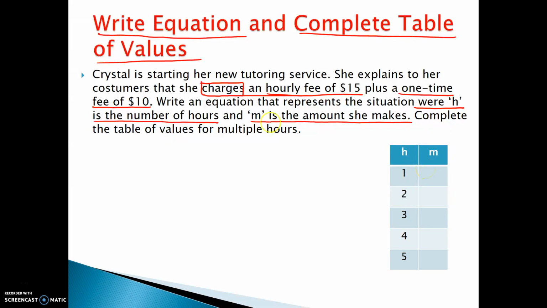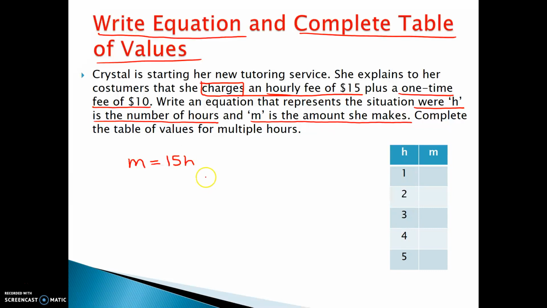Well, let's see. M is the amount she makes. So instead of using C for cost or charge, I'm going to say the amount of money she makes, M, is equal to, well, how much was she charging? She said she was going to charge me an hourly fee of 15. Again, this is kind of like that month part, right? Per month, per month, per month. This is now per hour, per hour, per hour. It's $15 per hour, and they asked me to use H as the variable.